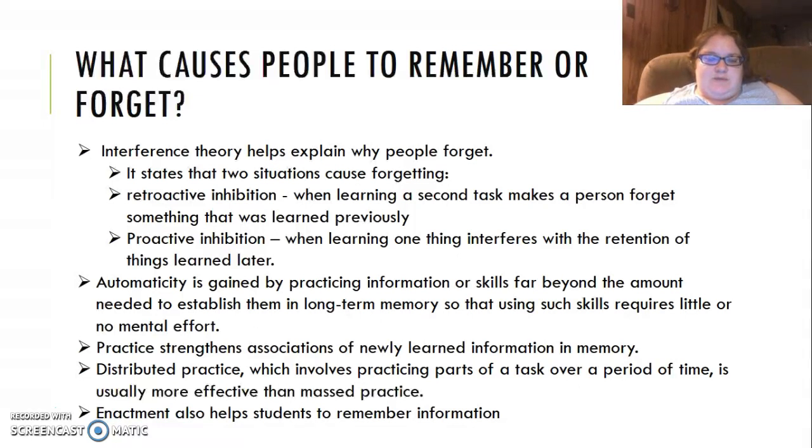Automaticity is gained by practicing information or skills far beyond the amount needed to establish them in long-term memory, so that using such skills requires little or no mental effort. Practice strengthens associations of newly learned information in memory. Distributed practice, which involves practicing parts of a task over a period of time, is usually more effective than mass practice. Enactment also helps students to remember information.